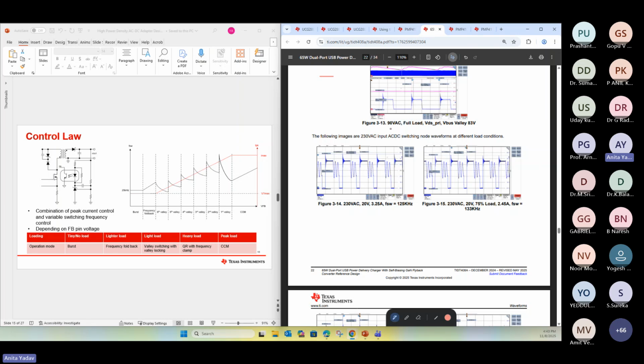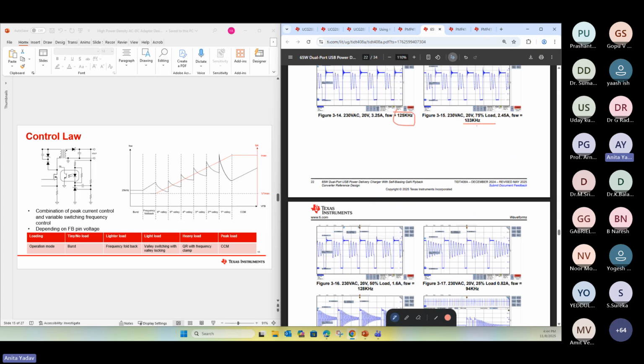And then we can see that different input voltages are shown. Here the switching frequency is also mentioned: it's switching at 125 kilohertz. Here at 75% load, it's switching at 133 kilohertz, at 230 volt. So we can see the black curve: when we are at higher power, our frequency will come down. So here we are seeing 125 kilohertz, but at this point somewhere here it's operating at 133 kilohertz.